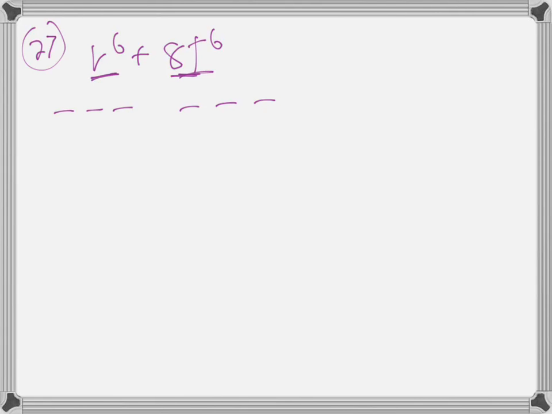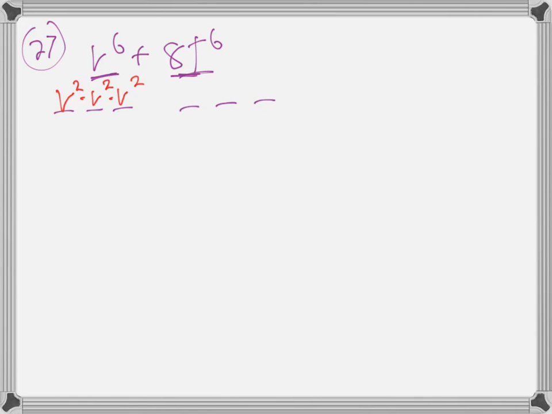Okay, what times itself 3 times is v to the 6th? V squared, v squared, v squared. Remember, powers add, right? You with me so far? V squared, v squared, v squared is v to the 6th, isn't it? Because those powers add to become 6, right?